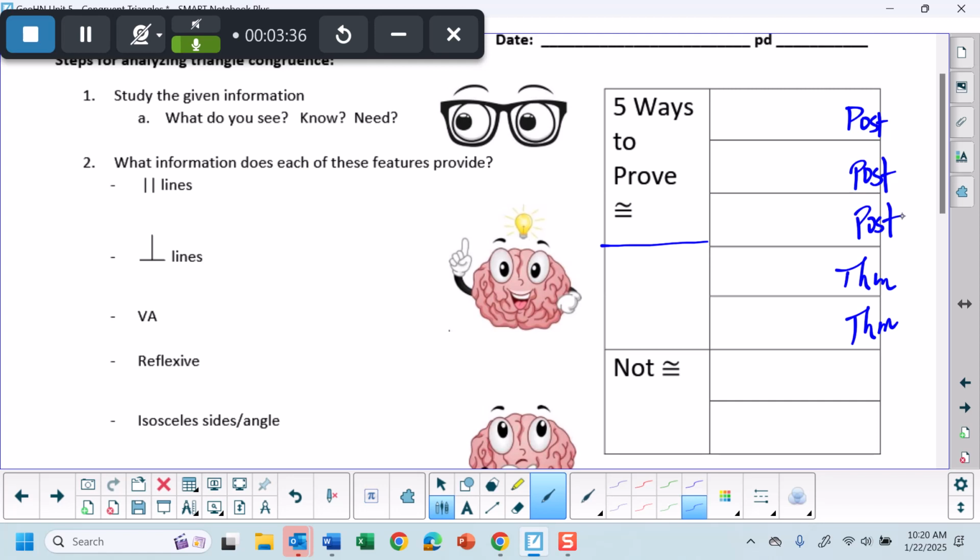Would you please turn to your partner and fill in this chart and verify that you know the difference between what's a postulate that was given, what's a theorem that we can prove, and what is a relationship that is not about congruence. Turn and talk to your partner about each of these. Go.